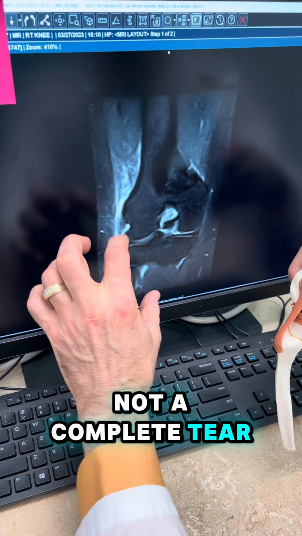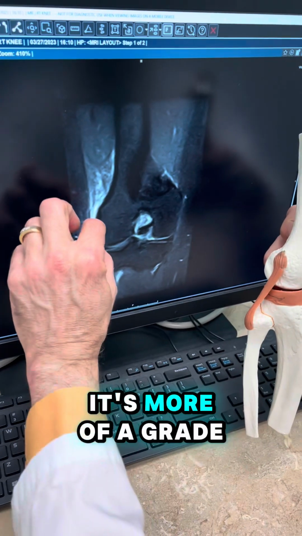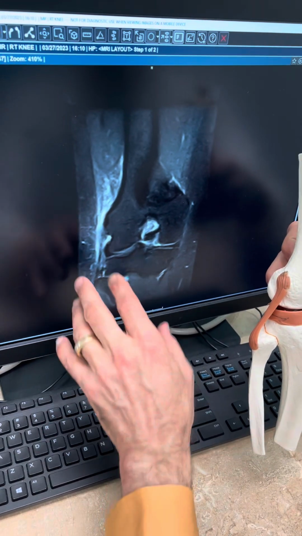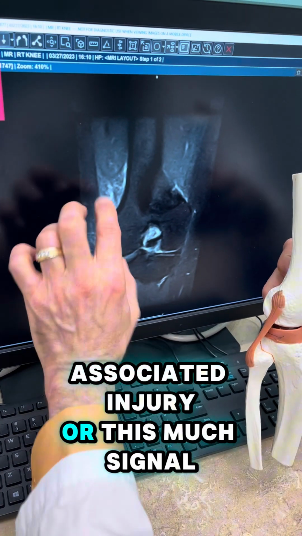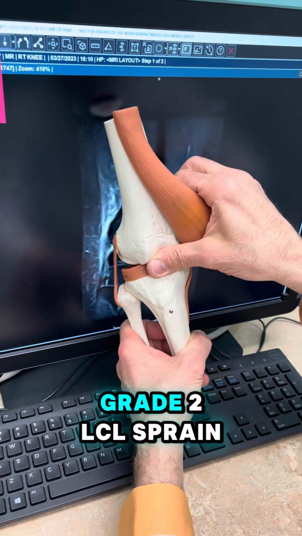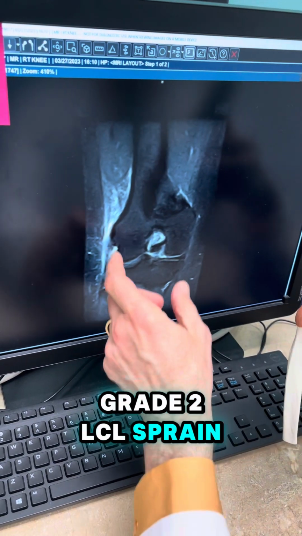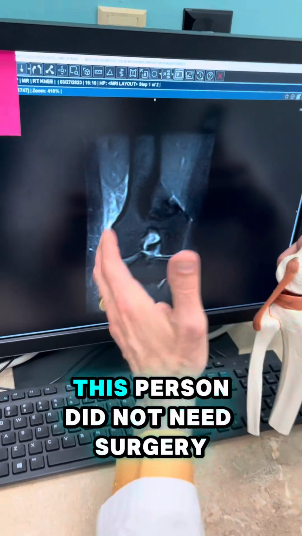Now, it's not a complete tear, so that would be a grade 3. It's more of a grade 2. It's stretched out. It's definitely not a grade 1, because a grade 1 wouldn't have this much other associated injury or this much signal. So this would be a grade 2 LCL sprain, and that would usually not need surgery. This person did not need surgery.